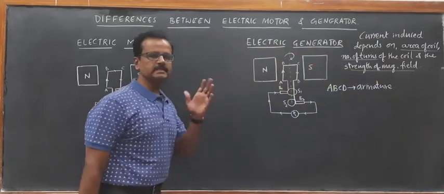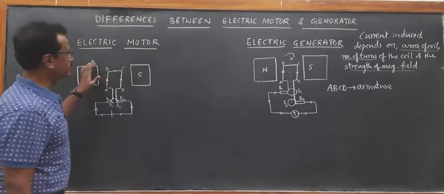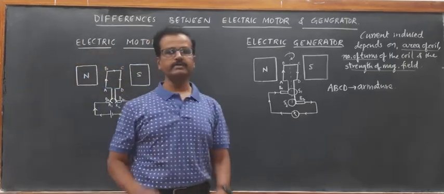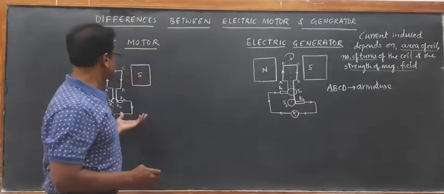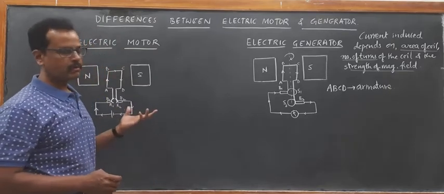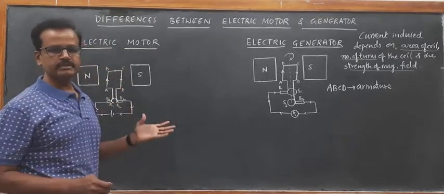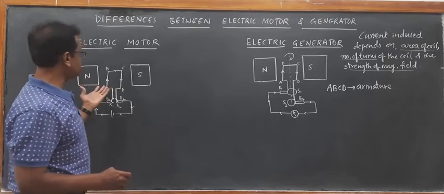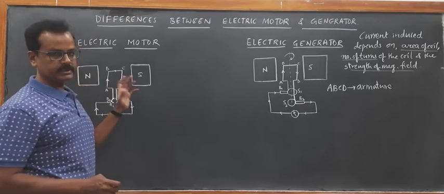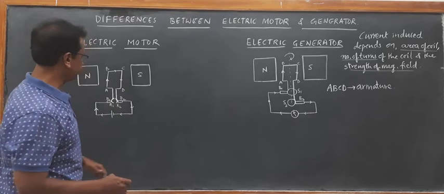Now let us learn the differences between electric motor and electric generator. We have learned both. First, we have learned the electric motor. An electric motor is the one which converts electrical energy into mechanical energy.